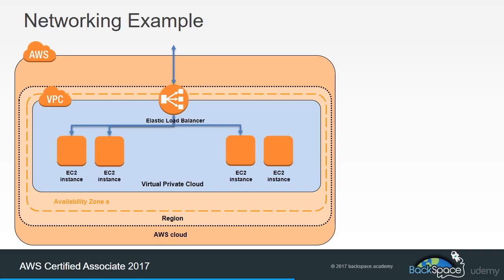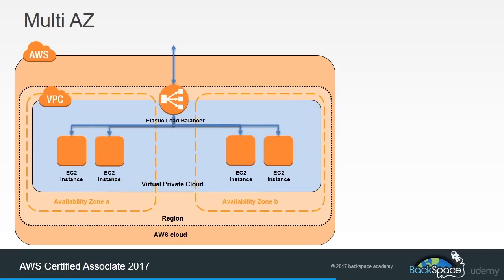Now, what happens if our availability zone goes down? If our availability zone goes down, our infrastructure goes down and we don't have access for our end users, which is not a good thing. So how do we manage that? The way we do that is that we create a multi-AZ, a multi-availability zone environment.